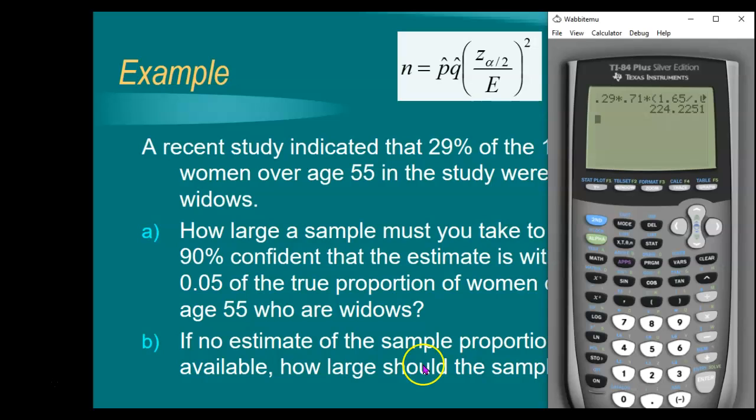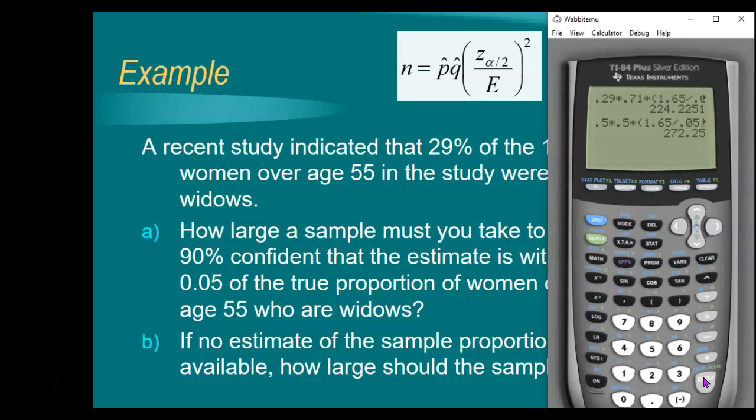And then for part B, that's where we don't have that 29% figure, so we put in 0.5 for p hat times 0.5 for q hat times 1.65 over 0.05 in parentheses squared. 272 point something rounds up to 273. So the sample should have at least 273 women in it.